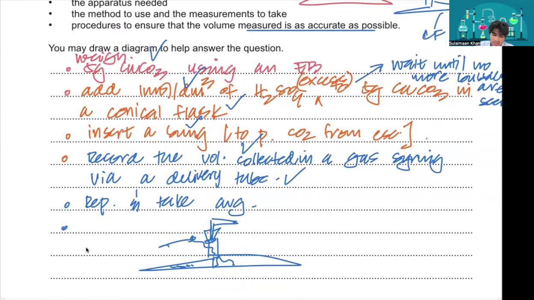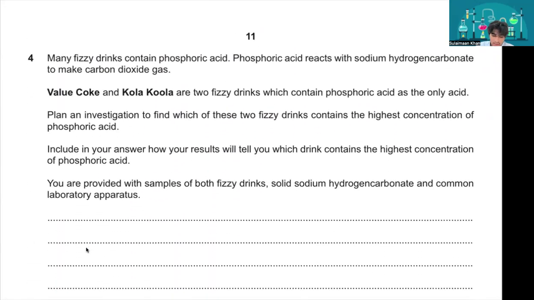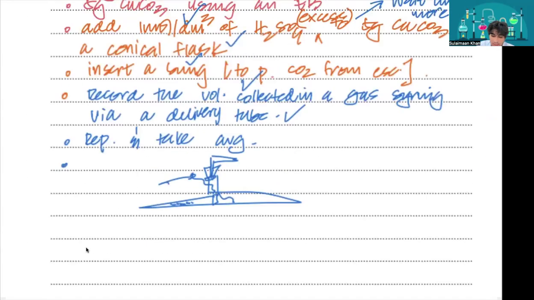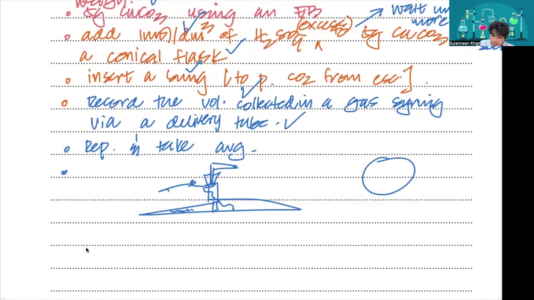So similarly, now check this out. This was how you collected this gas. And now check this out. Plan an investigation to find out which one contains the highest concentration. So how do you perform a concentration experiment? Literally, I will perform the same experiment, but I'll use a timer. And then I'll wait and see, okay, in the first 30 seconds, which one has the most carbon dioxide.